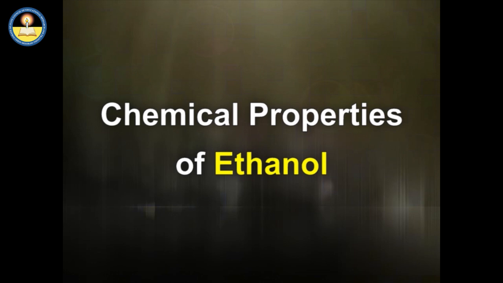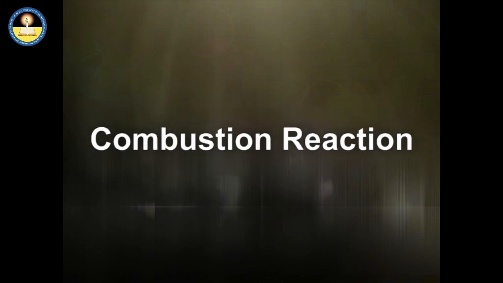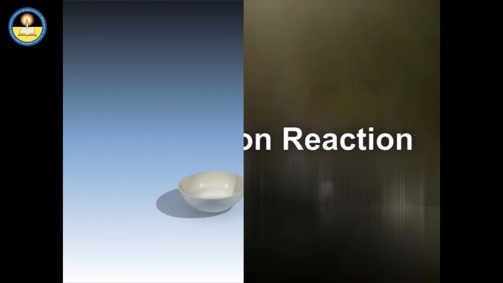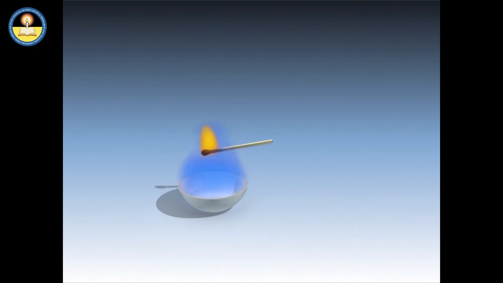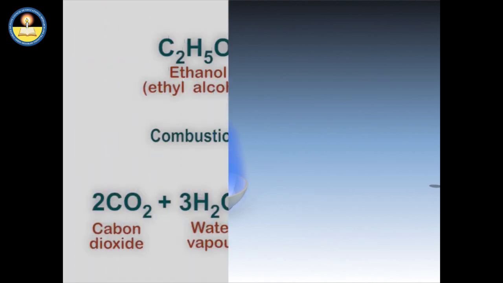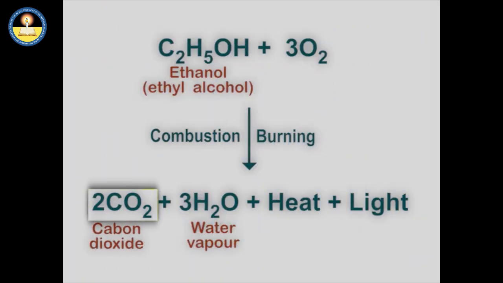Chemical properties of ethanol. Let us first learn about combustion reaction. Ethanol is a highly inflammable liquid. It catches fire easily and starts burning. Ethanol burns readily in air with blue flame to form carbon dioxide and water vapor and releases lot of heat and light.